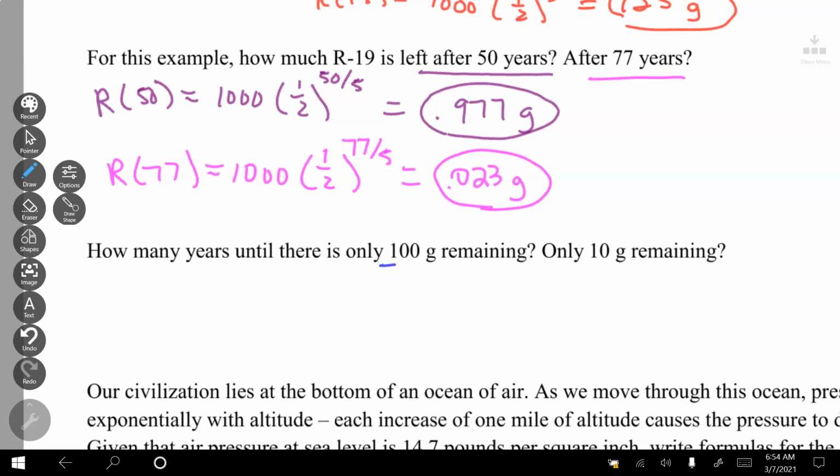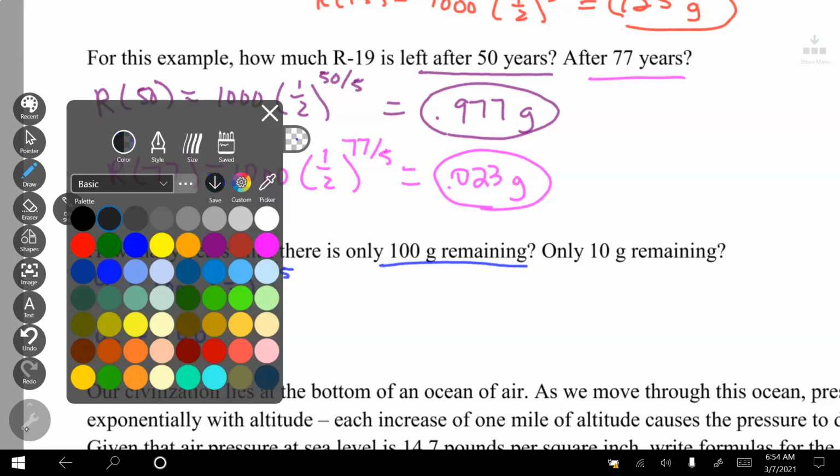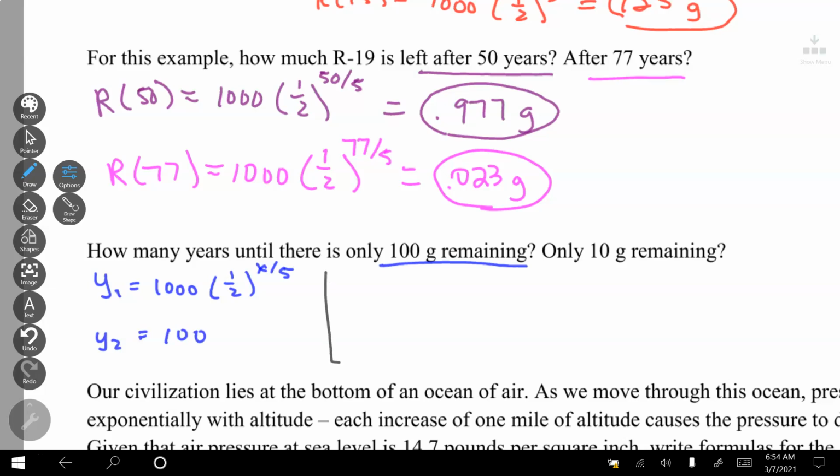So now, how do I find how long it takes to get to a certain amount? This is where I use my graphing calculator again. I'm going to take my formula of y1 equals 1/2 to the x over 5, and y2 is equal to 100. And I think by now we should know that we're looking at a graph that looks something like this. One is exponential decay. One is just going to be a horizontal line. And we're trying to find where they intersect. I'm going to do this on the calculator.